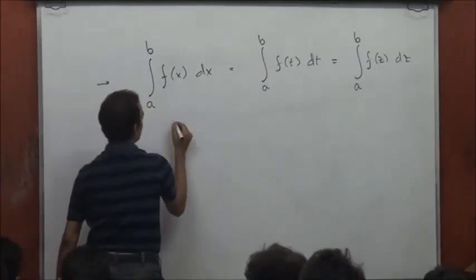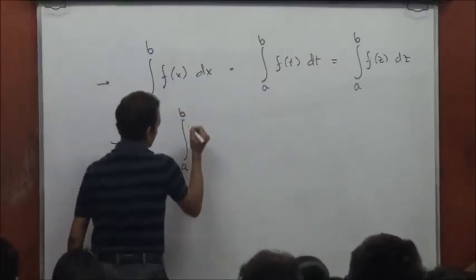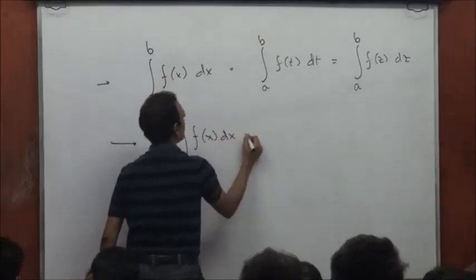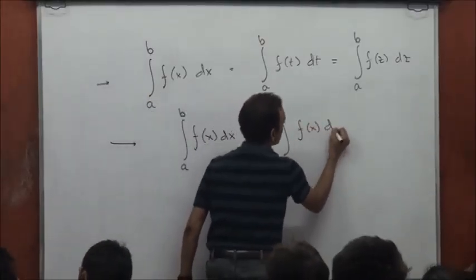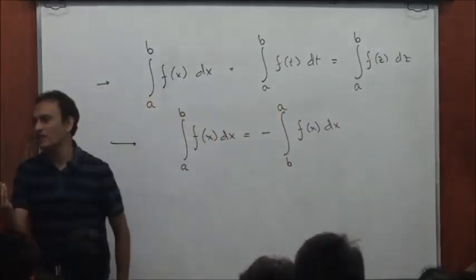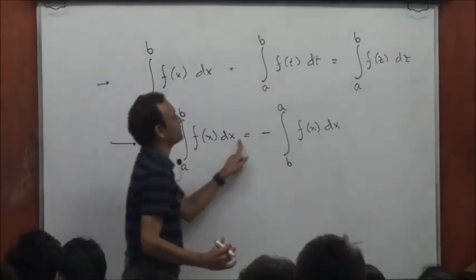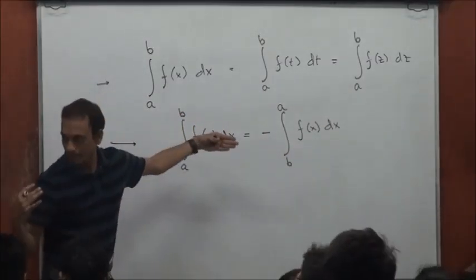Also, easy to see, the integral of f(x) dx from a to b is the negative of the integral of f(x) dx from b to a. Because one would be phi(b) minus phi(a), the other one would be phi(a) minus phi(b). So the integral from a to b is the negative of the integral from b to a. Right?